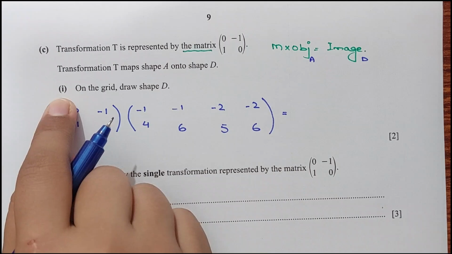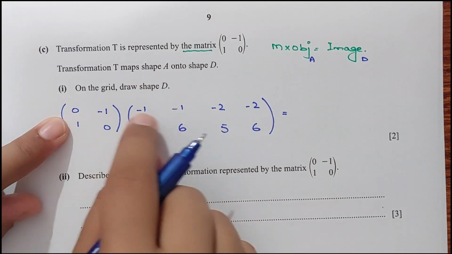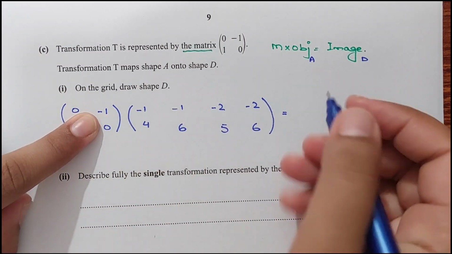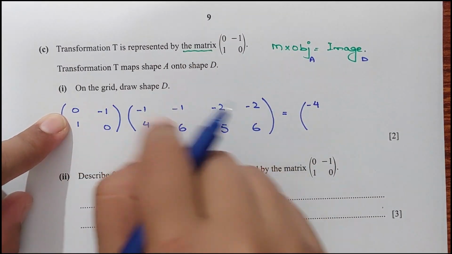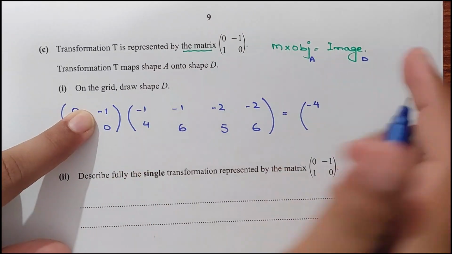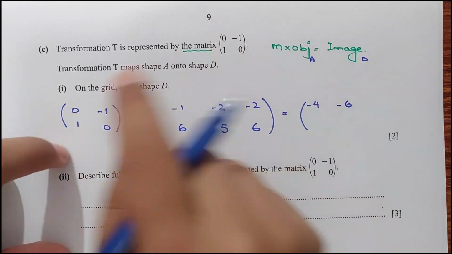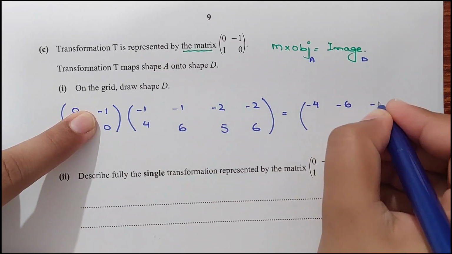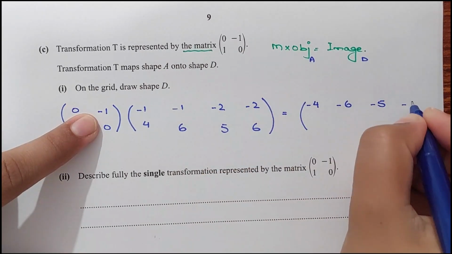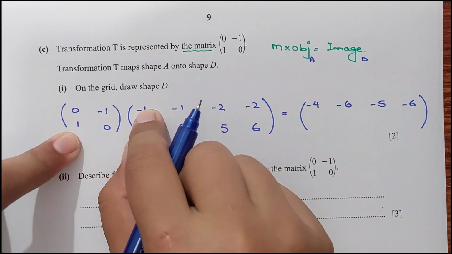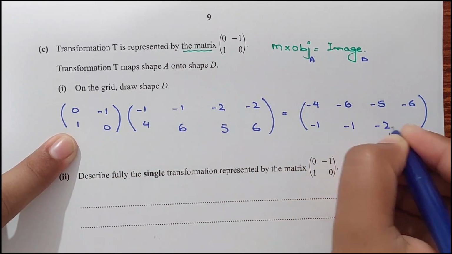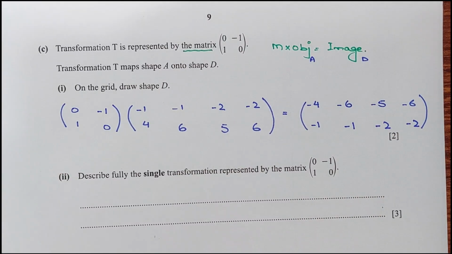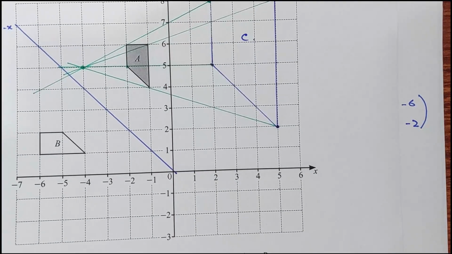All right, so matrix multiplication: rows are going to multiply with the column. 0 times -1 and 0 times -1 times 4 gives -4, right? Now rows with the column: this is 0, this is negative of 6, and this is 0 and this is -5. This is 0, this is -6. Same with the other row, it's going to be -1, and the other term is 0. This is also -1, this is -2, and this is -2. So these are the coordinates of shape D.